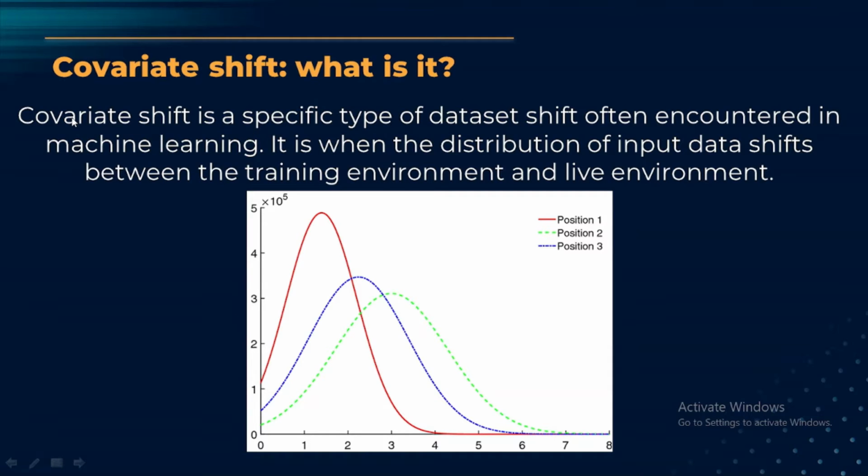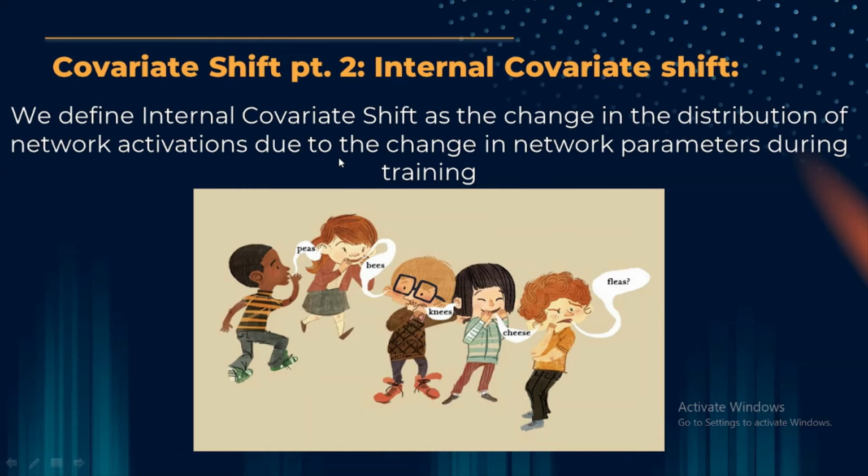So what is covariate shift? Well, covariate shift is a specific type of dataset shift often encountered in machine learning. It is when the distribution of input data shifts between the training environment and the live environment. So as you can see, we have two positions here: training environment and live. It's a distribution shift between these two. So in covariate shift, we have internal covariate shift.